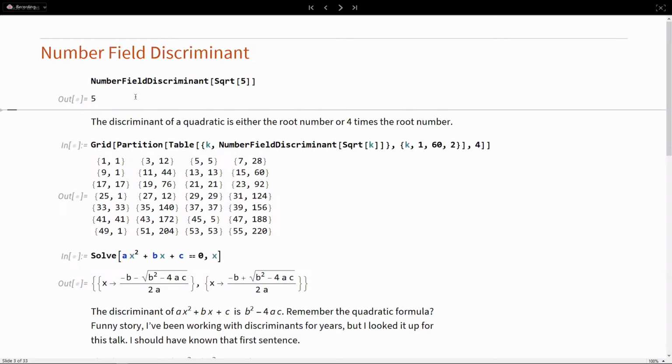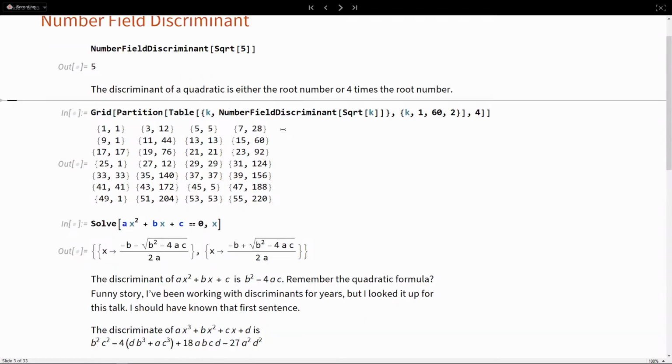So here's one of the valuable things within algebraic numbers: the discriminant. For example, the discriminant of the square root of 5 is 5. And for quadratics, it's usually pretty easy. The discriminant of the square root of 5 is 5, of 13 is 13, of square root of 21 is 21, and similarly, for the square root of 17, the discriminant is 17. It's either the root number or 4 times the root number.